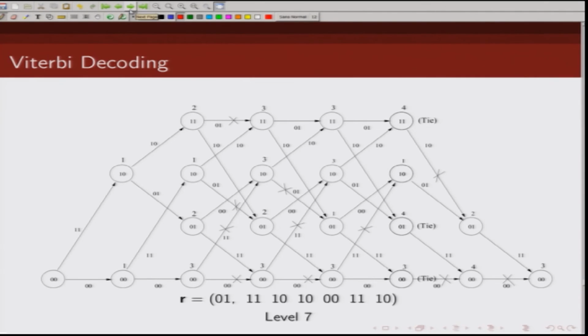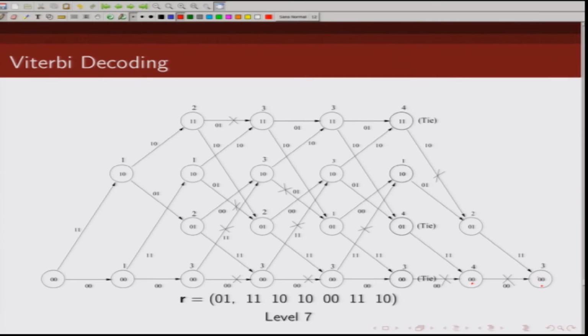As we know, after 5 bits, because tail bits are coming, the number of states is getting reduced. From 4 the number of states became 2 here and then you have 1 state. So, once you come to this point, there will be only one surviving path. Once you have only one surviving path, you just need to backtrack to find out the transmitted code word.